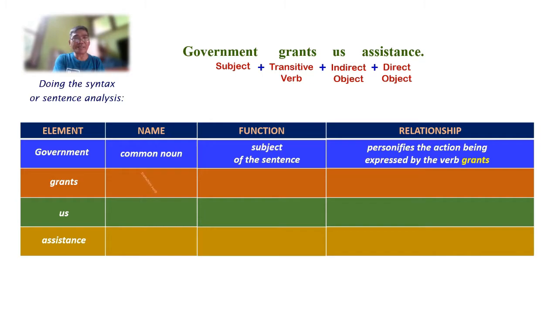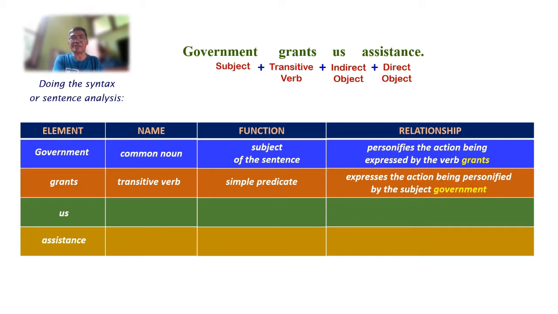The next word is grants. Grants is classified as transitive verb. This transitive verb is used as simple predicate, and this simple predicate expresses the action being personified by the subject government. The semi-last word is us. Us is classified as personal pronoun. This personal pronoun is used as indirect object, and this indirect object receives the idea of the noun assistance.